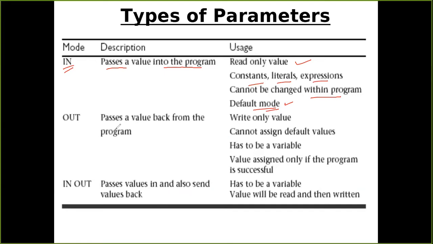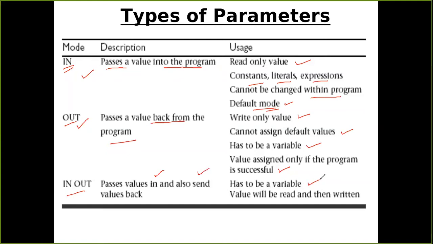And out mode means it is write only, and we cannot assign default values here. It has to be a variable name, and a value is assigned only if the program is successful. So if there is some error in the program, then this variable will not get any value. So it is used for passing a value back from the program. If you want to get the values from the outer world, then you have to use the in keyword. And if you want to pass the values to the outer world, then you have to use the out keyword. And in out means it passes the values in and also sends the values back.